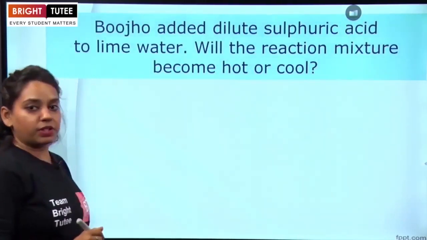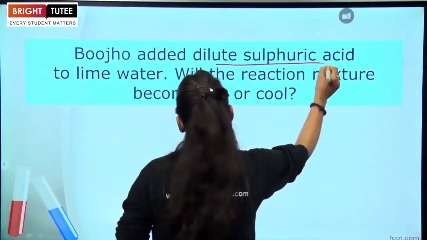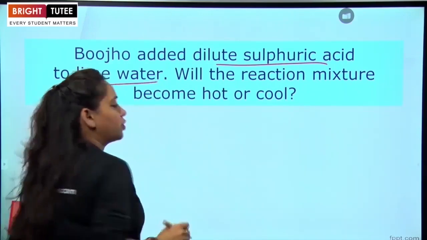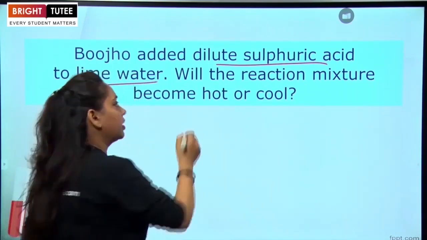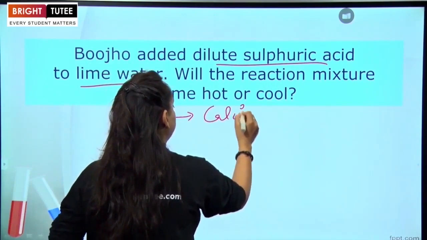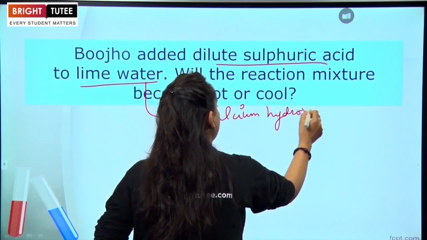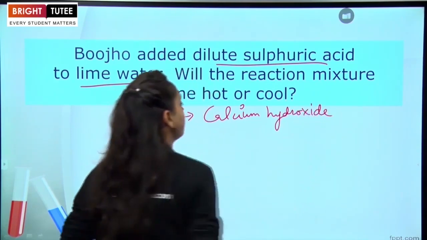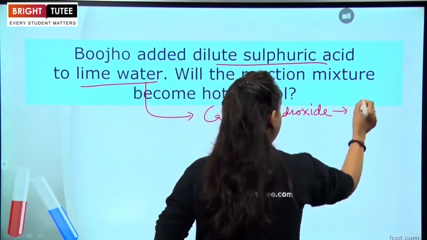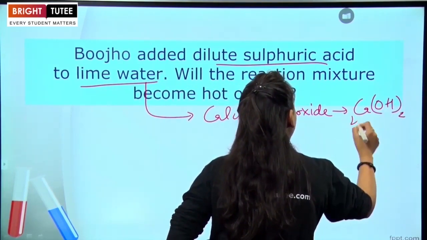We have a question related to this. Bujo added dilute sulfuric acid to lime water. So children, what is lime water? We have studied that lime water is actually calcium hydroxide. And what is its chemical formula? The chemical formula of calcium hydroxide is Ca(OH)2. This is lime water.